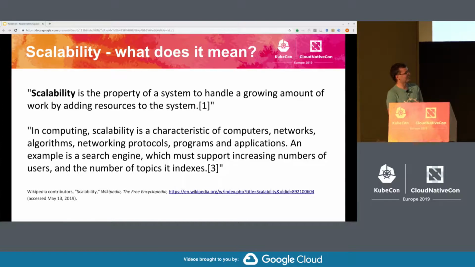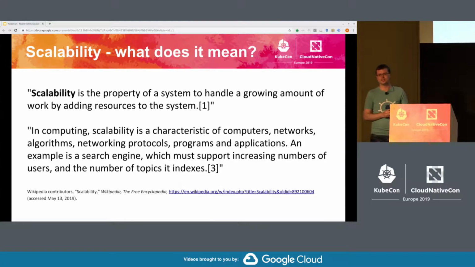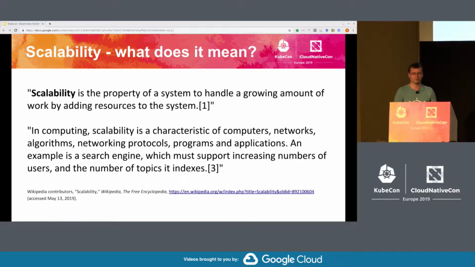Imagine that we gave this definition to our users. It would basically mean nothing to them. So we need something else. We need to come up with something ourselves. So what does scalability mean? What do we have in mind when we say that we are working on scalability?